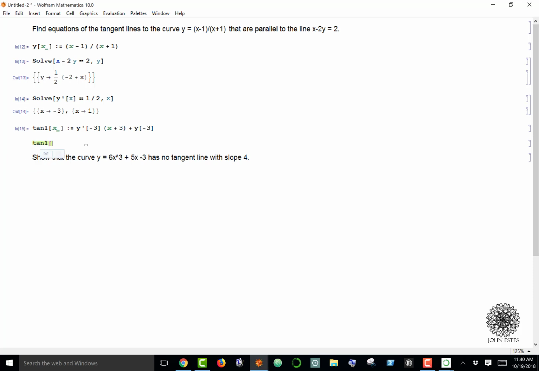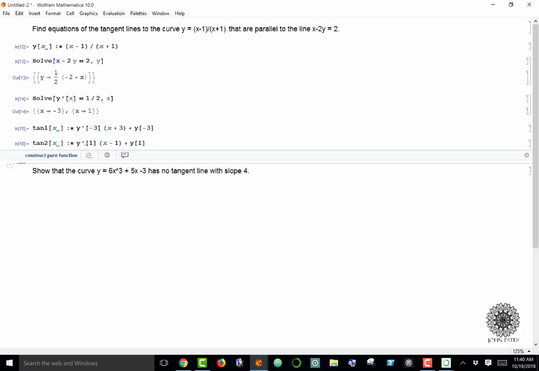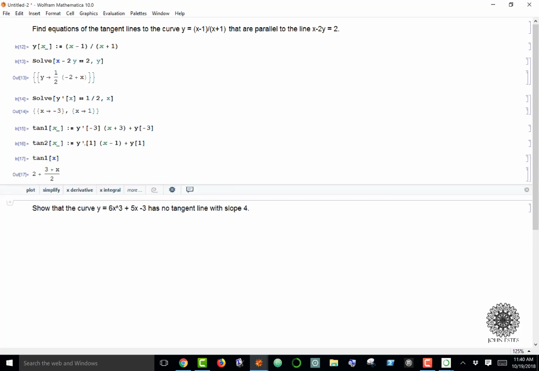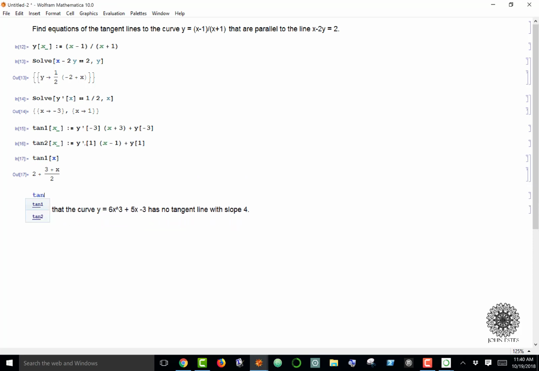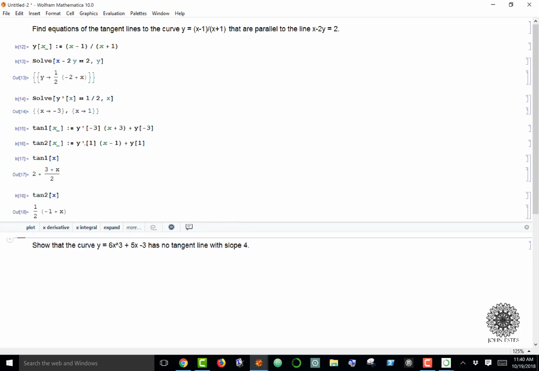Let's do tan2 for the second place. It's going to be y prime, this time I want my x coordinate to be 1 that I'm plugging in. So I have x minus 1 plus y of 1. And there are my two functions. So here I can say tan1 of x, there it is, and tan2 of x. And there it is. Those are the equations of my tangent lines.